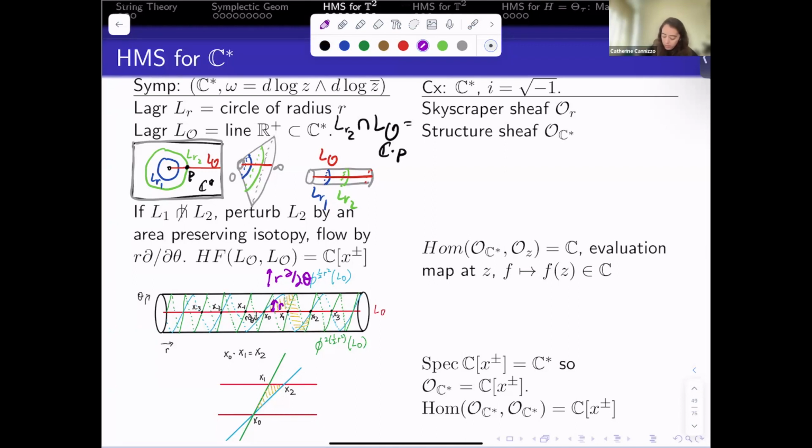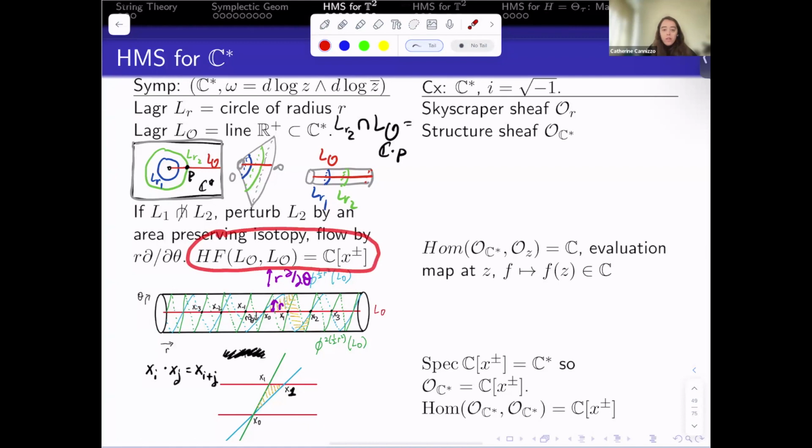I apologize for the typo. This should be a 1. And this is x sub i times x sub j equals x sub i plus j. Okay, so all of that to say that the morphisms of this straight line Lagrangian with itself is actually the algebra C of x plus minus.